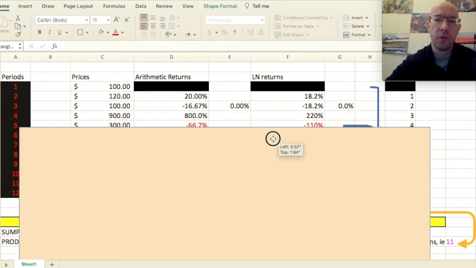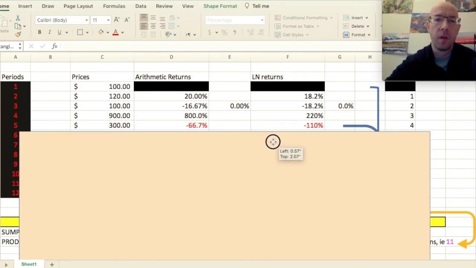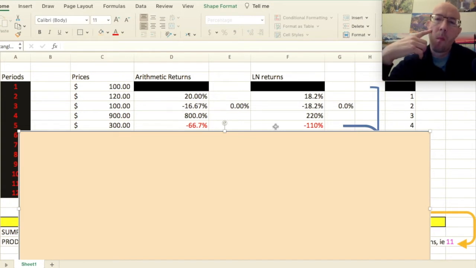Okay, let me give you one more example here. What about if the stock price goes from 900 and it drops down to 300? Okay, well, in arithmetic returns, we lost two-thirds, right? We lost 66% of our money. Yeah, totally, no problem there. It makes perfect sense. What if I go over and look at the log returns? Minus 110.